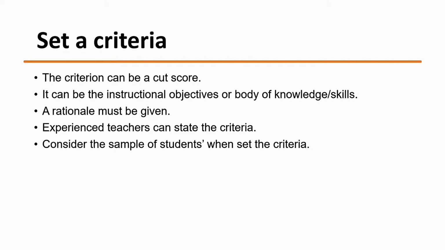Set a criteria. While preparing a criterion reference test, we also need to define or set the criteria. A criterion reference test involves a criteria. It can be a cut score. In the traditional type of criterion reference test, we have a cut score. It can be instructional objectives. The criteria which we set can be very well specified instructional objectives, or the body of knowledge and skills, but it should be well specified. By comparing students' test score to a criteria or to a cut score, the student is classified as being a master, having mastered the content of the test, or a non-master.